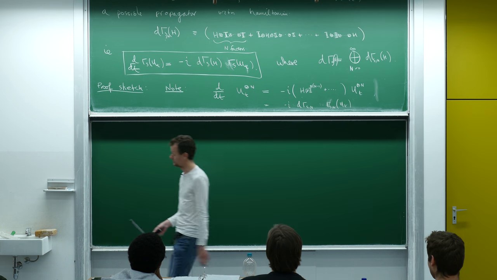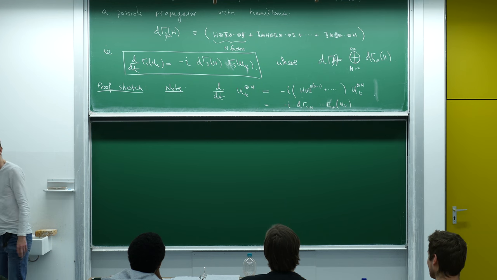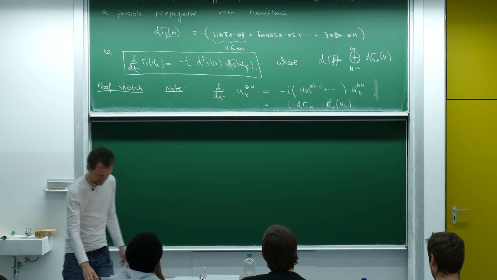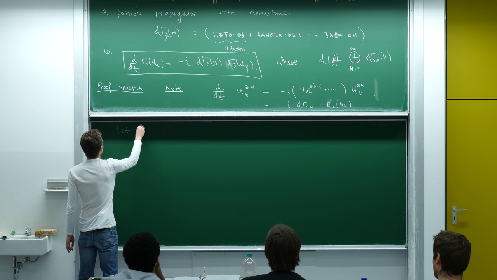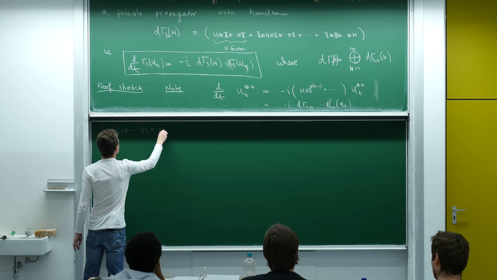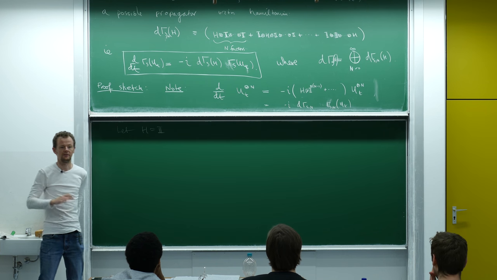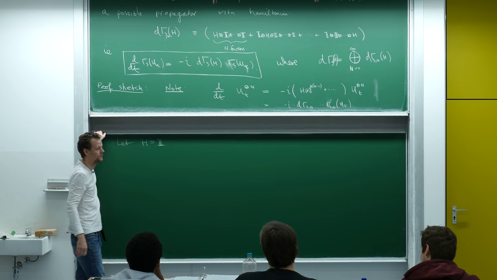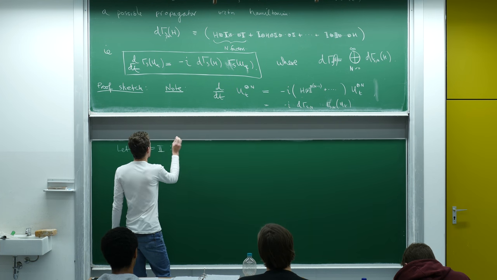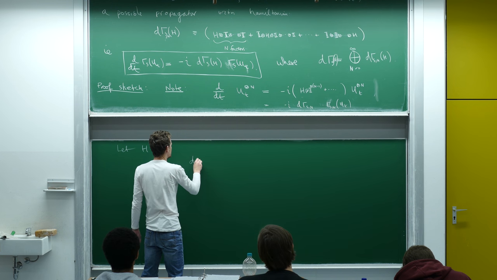But d gamma s of the identity Hamiltonian, now that's slightly more interesting. So let the single particle Hamiltonian be H. This represents a phase change. It's not even observable. And we're going to discover something quite interesting.